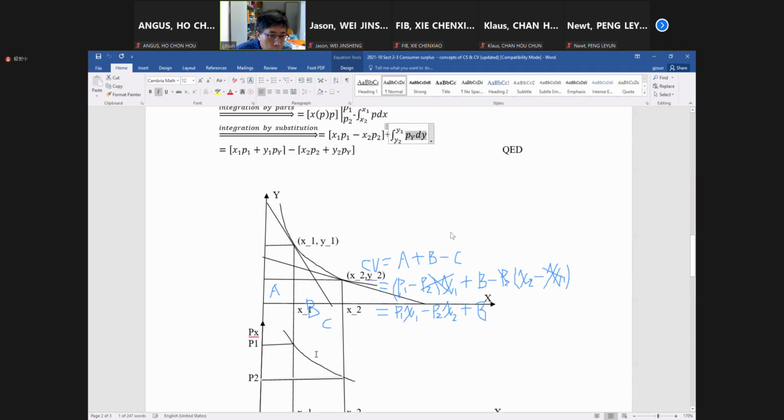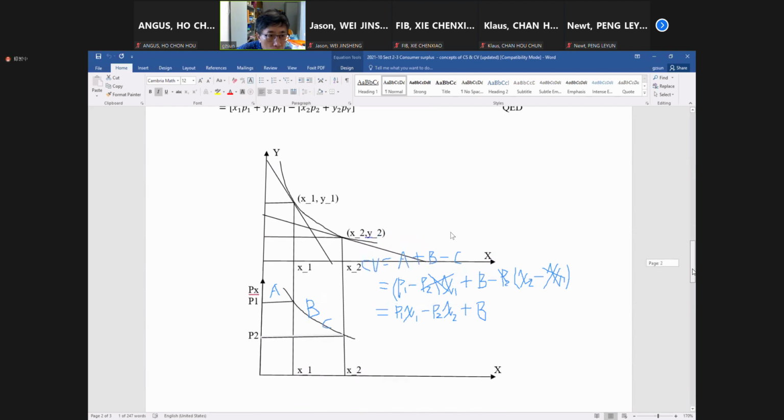For any point, for any intermediate level for price. So this is what we have done in last class. So today, we continue our discussion about the consumer surplus.